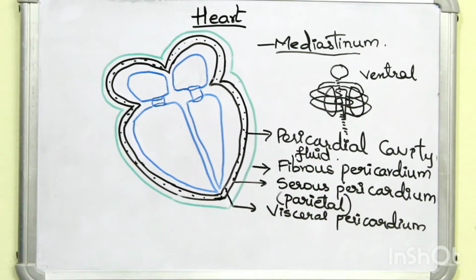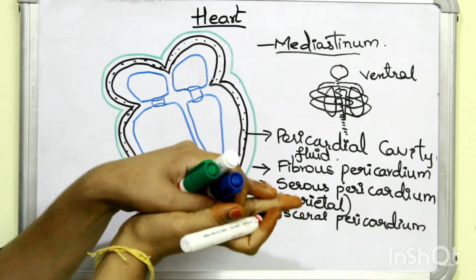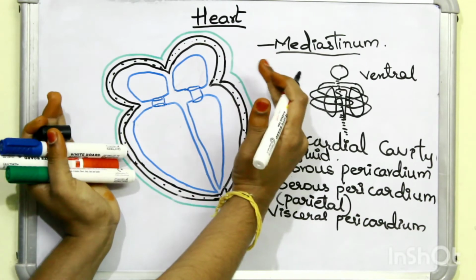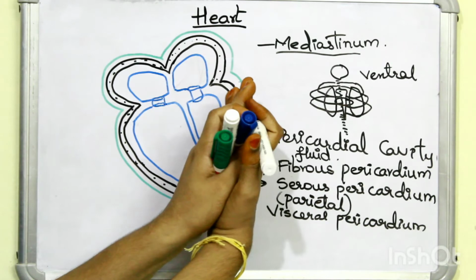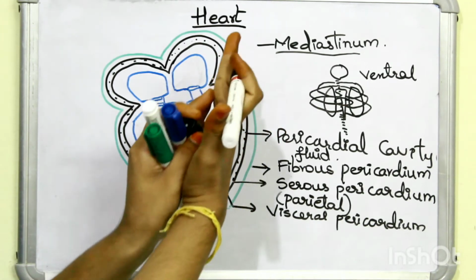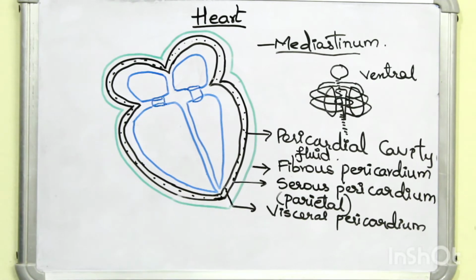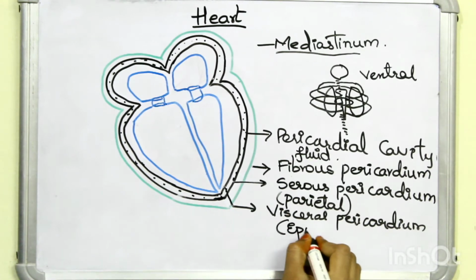Now what is the use of this pericardial cavity? Just imagine if this cavity is absent and the 2 membranes are attached to each other. When the heart starts pumping, what happens? These 2 layers come in contact with each other. When 2 layers contact each other, what happens? They start rubbing, which causes friction, which causes damage to this layer. To prevent that, there is a pericardial cavity filled with fluid. This visceral pericardium is also known as epicardium.